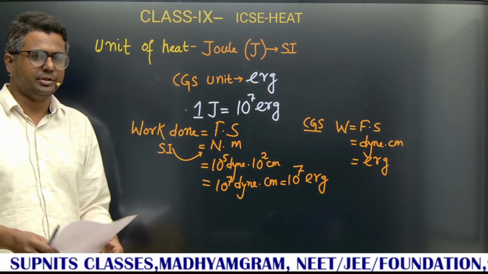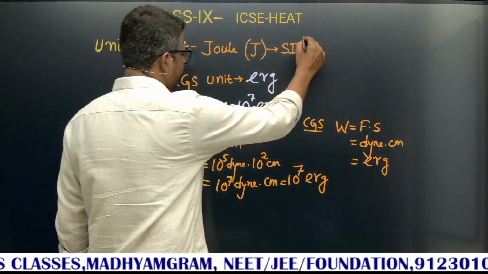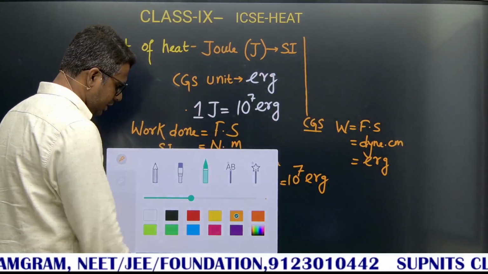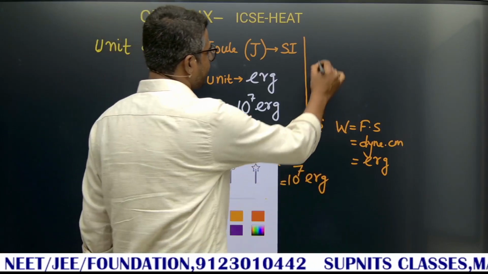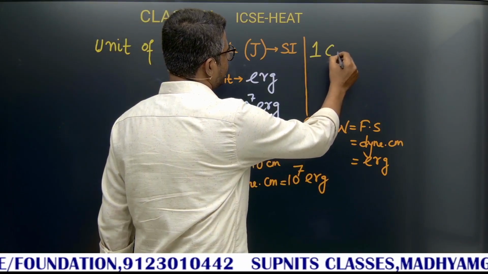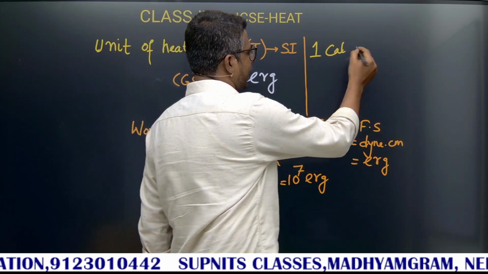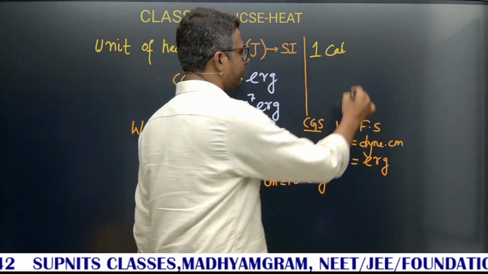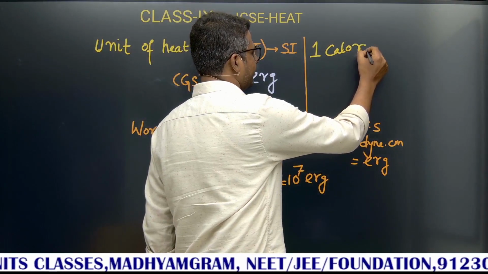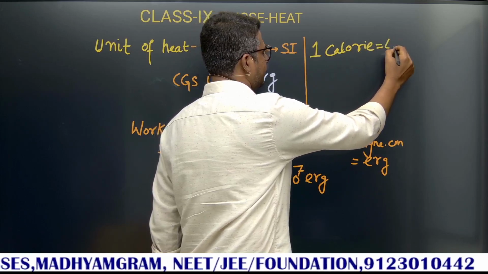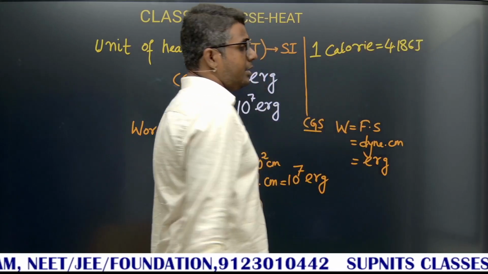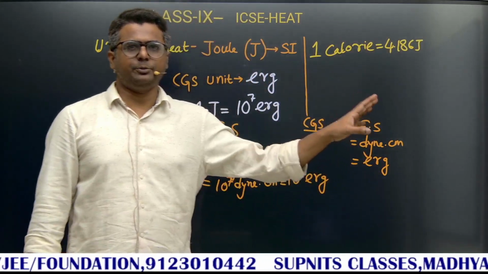Now what is calorie? Calorie is an old unit of heat. Nowadays also it is used. Calorie is very often used as a unit of heat. So what is it? 1 calorie, written as cal. You can write total calorie also. 1 calorie is equal to 4.186 joule.